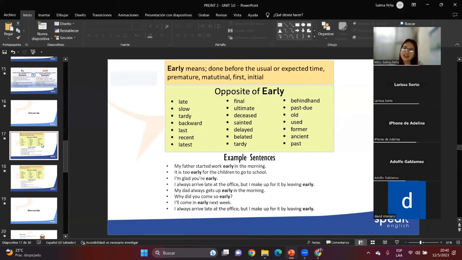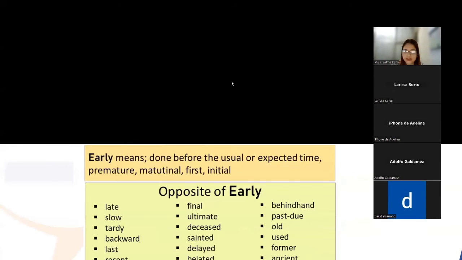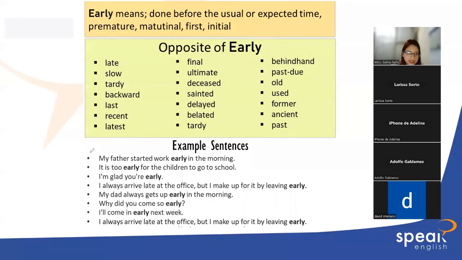Early means done before, as I showed you. Done before the usual or expected time that you plan to do something. And we can have this type of example. So I will ask Adolfo to help me with the first three examples. My father started to work early in the morning. It is too early for the children to go to school.